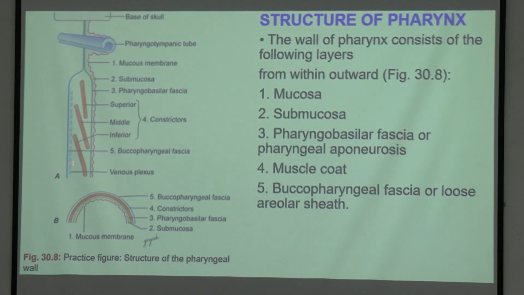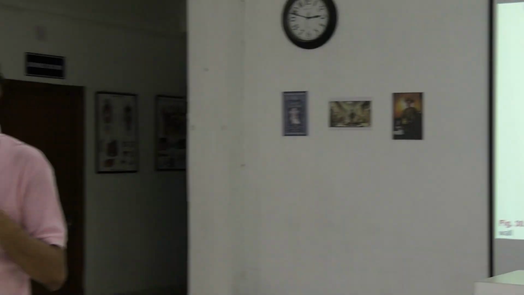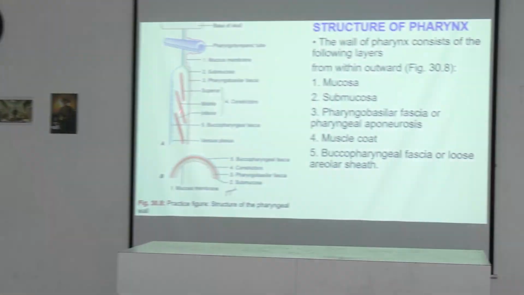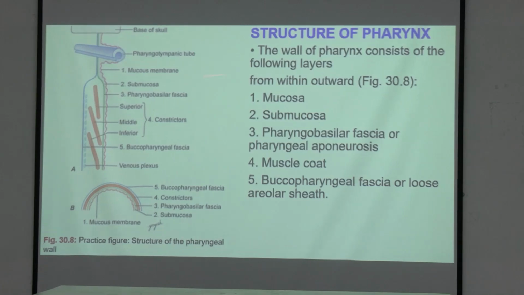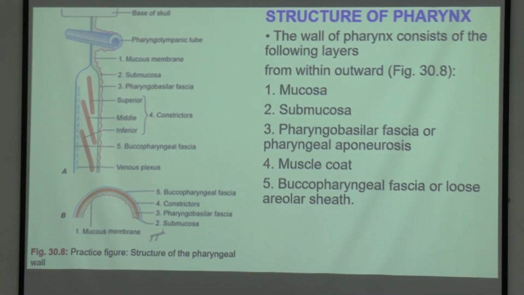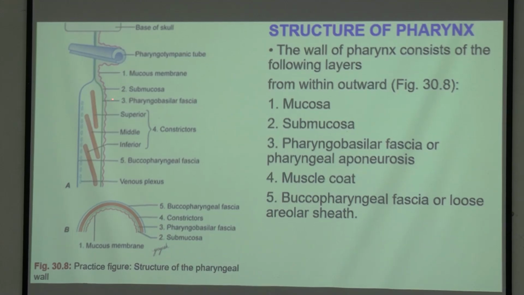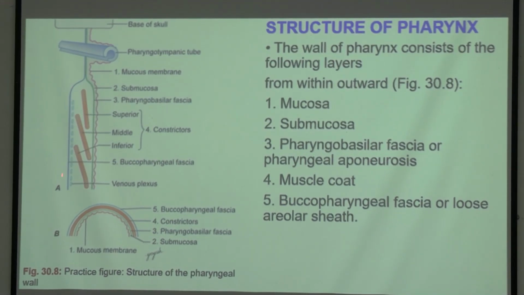Then we can get the submucous layer, and then we get the muscles, three muscles. One is superior, one is middle, and one is inferior. I told you they are like small, medium, and large vases fitted inside. In this figure, the longitudinal muscles, which are present in front, are missing. There are three longitudinal muscles, I will discuss them. Then behind we get another layer, the buccopharyngeal fascia. So this is from inside to outside. This is the orientation.